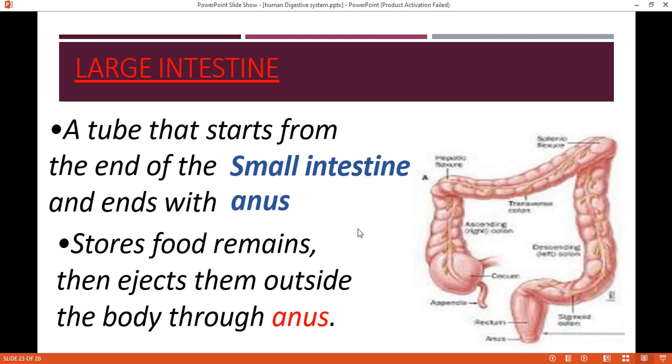So then the food goes to the large intestine. It's a tube that starts at the end of the small intestine and ends with the anus here. So here is the anus. What about the function of this part? It stores food remains, which means undigested food, food that your body can't digest, and then ejects them outside the body through the anus. It will get it out as stool.